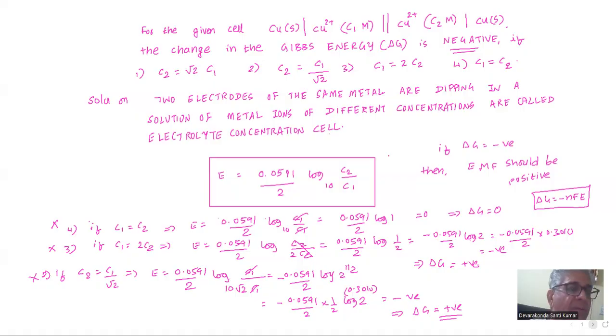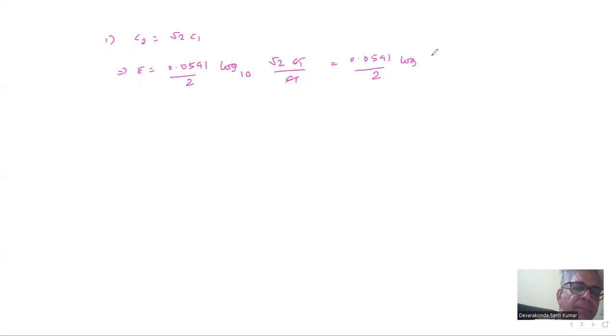The first option is C2 is equal to root 2 C1. Now that implies E is equal to 0.0591 by 2 log to base 10 root 2 C1 by C1. C1 gets cancelled. That is equal to 0.0591 by 2 log 2 to the power of half to base 10.